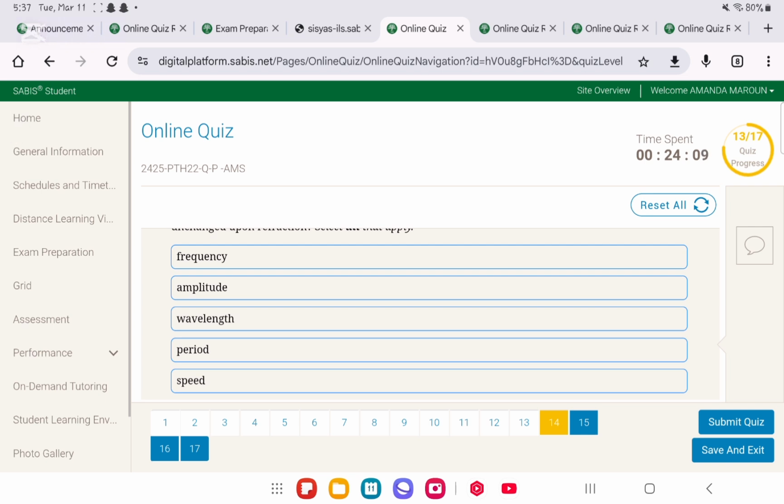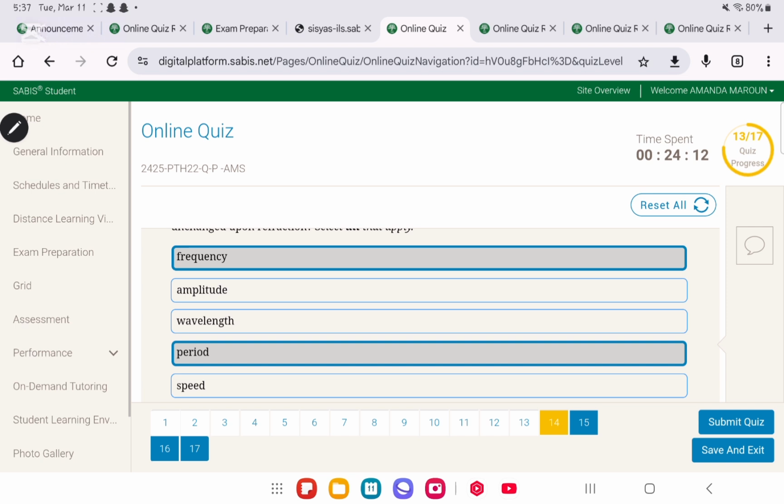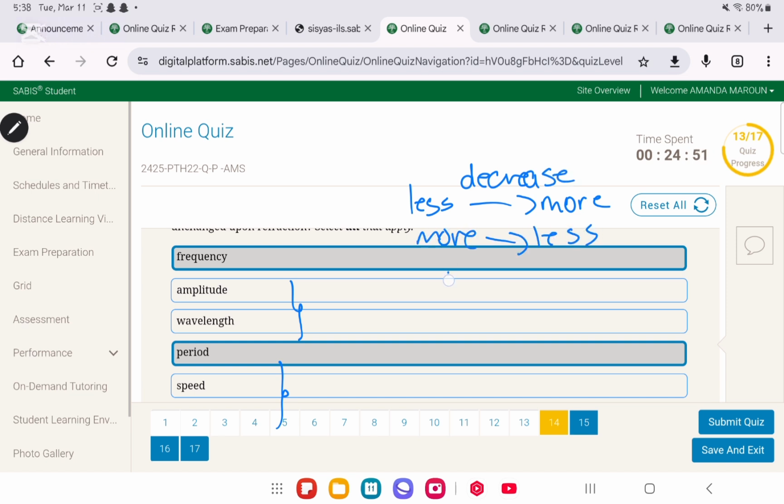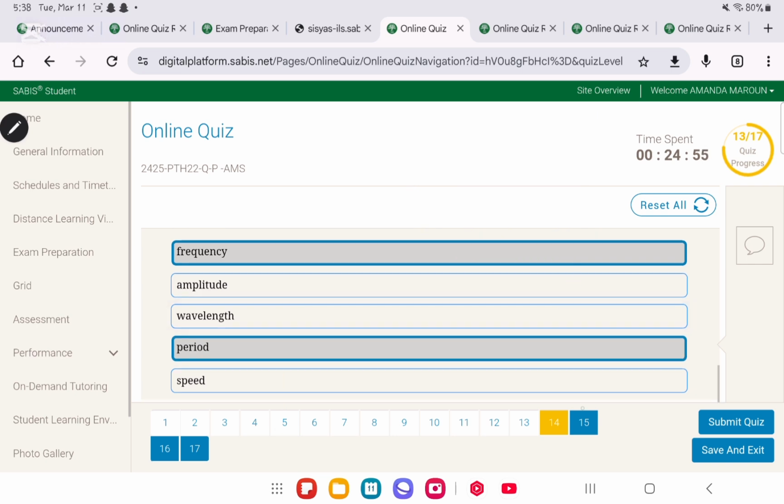So upon a refraction, what you need to know is that the frequency and the period stay the same, but everything else will decrease. This is if you are going from a less dense medium to a denser medium. For example, from air to water, okay, they will decrease. However, if you're going from water to air, they will increase. So remember, whatever is not frequency and period, when you are going from less dense to more dense, is going to decrease. However, when you are going from more dense to less dense, it is going to increase. So keep this in mind.